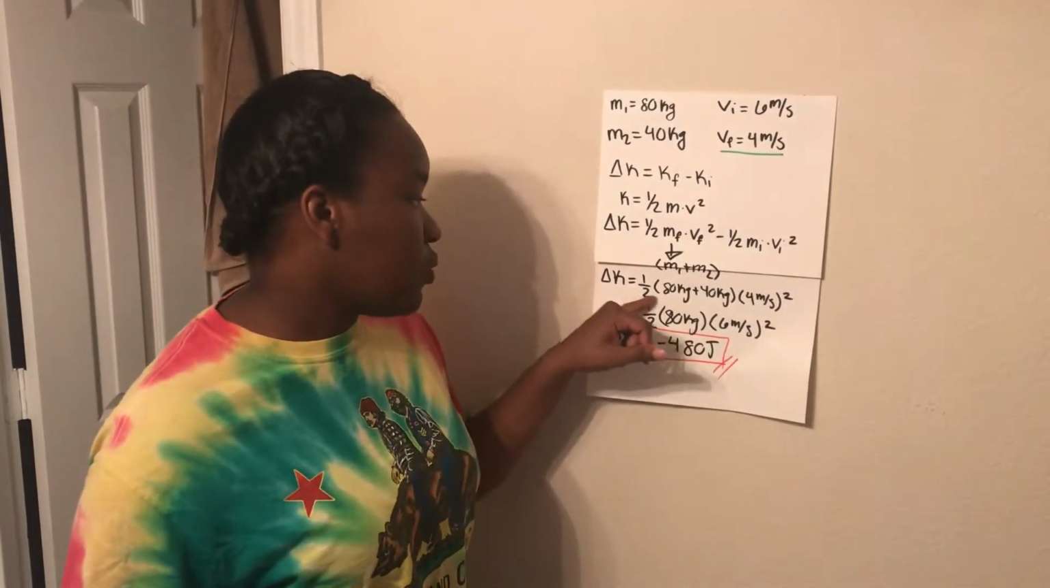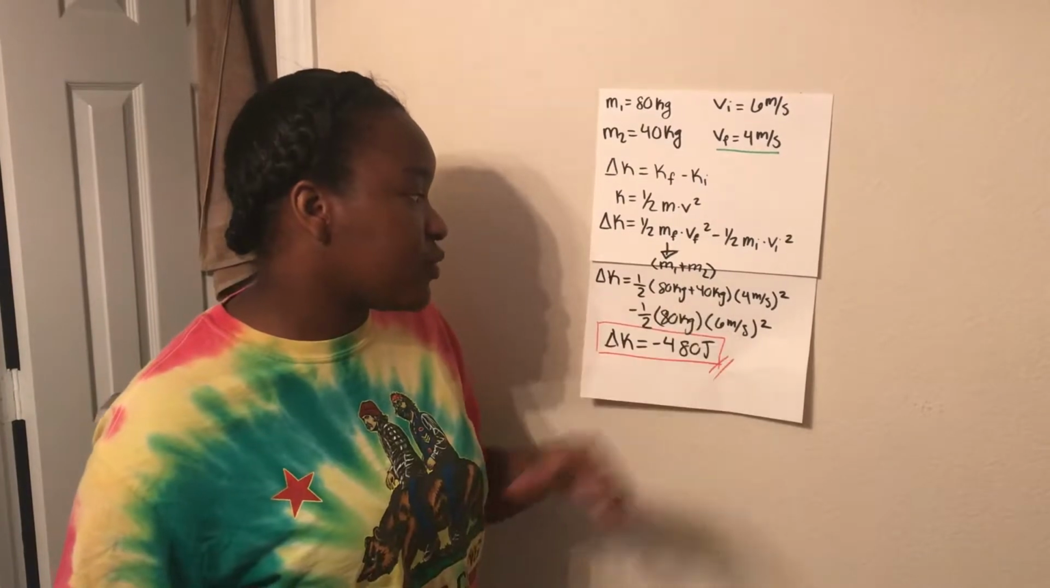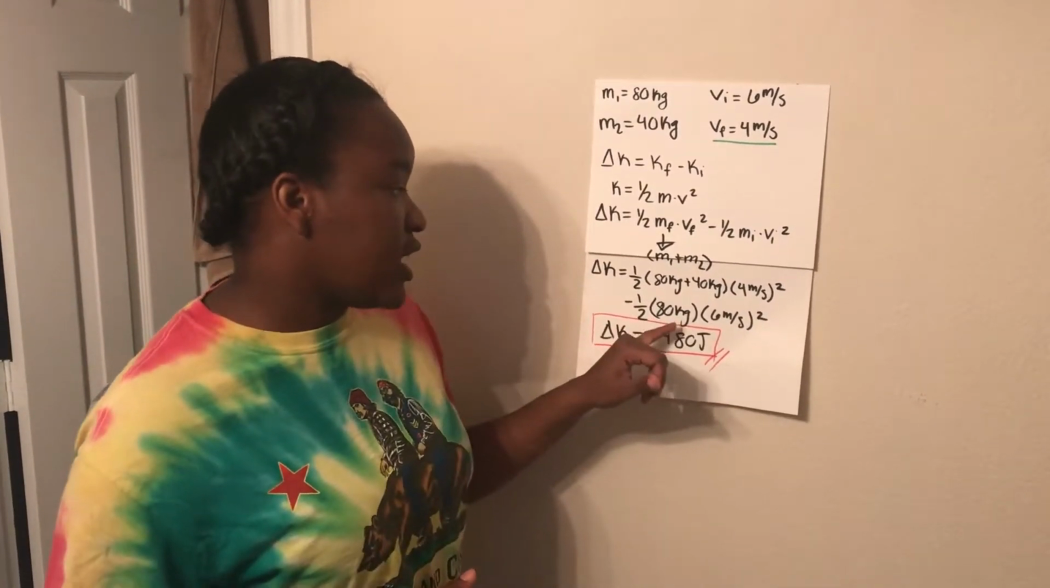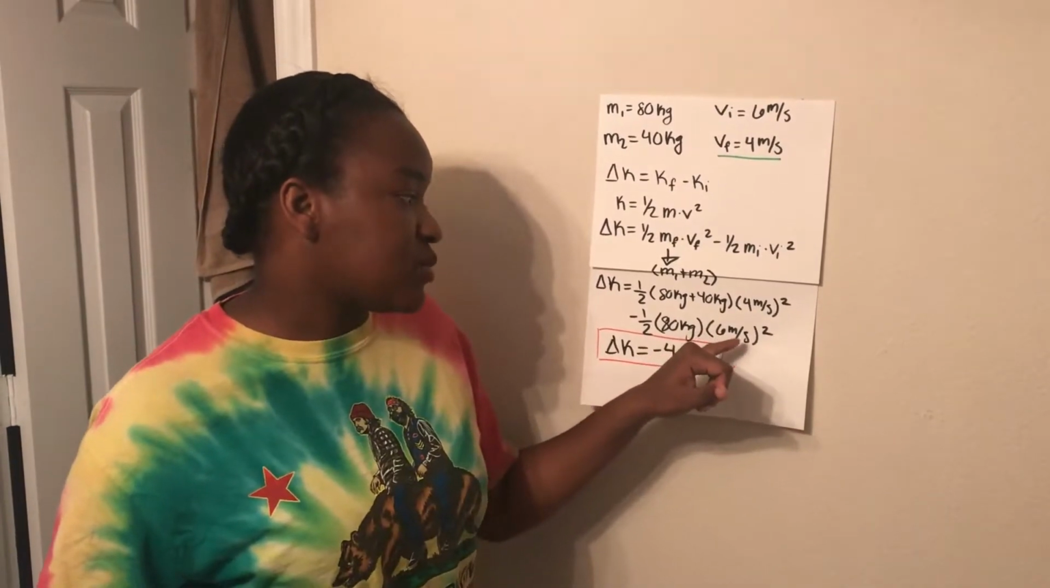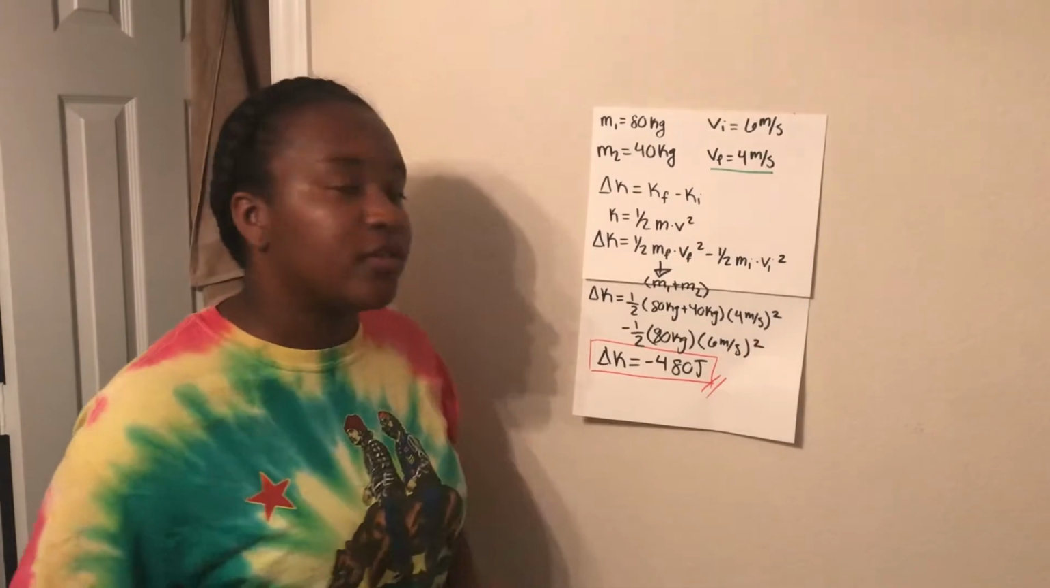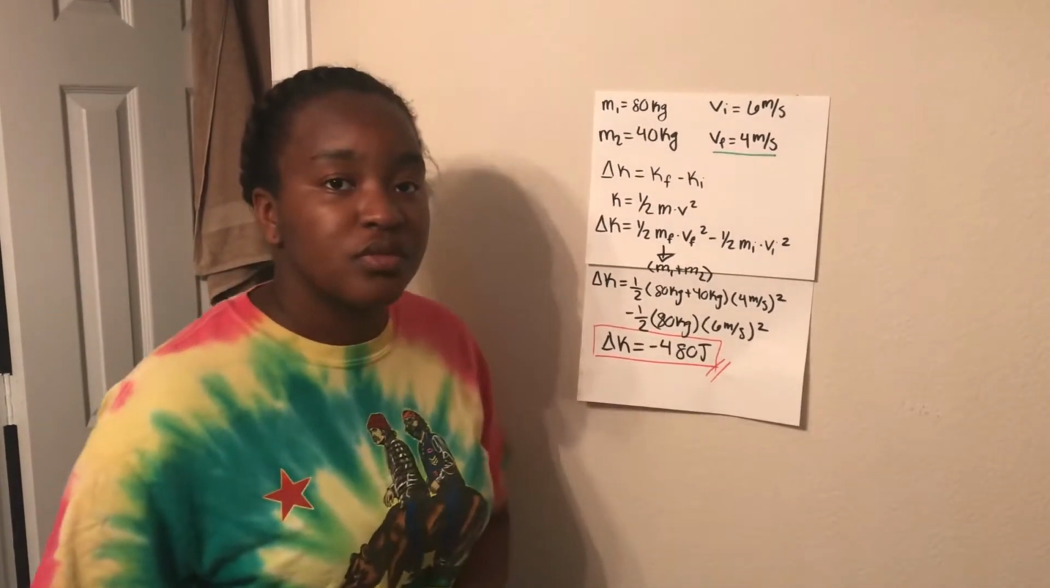So it's going to be 1/2 times 80 kilograms plus 40 kilograms, times 4 meters per second squared, minus 80 kilograms times 6 meters per second squared. And our final answer for delta K is negative 480 joules.